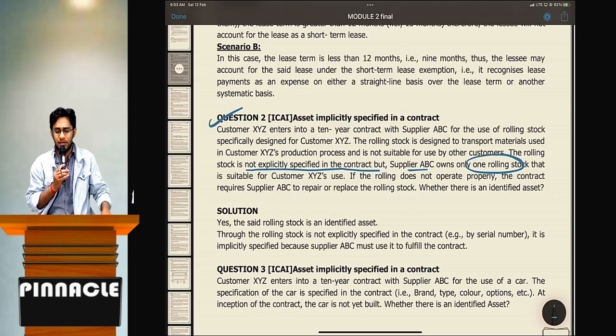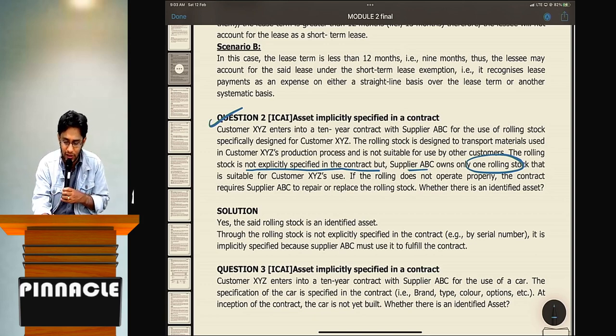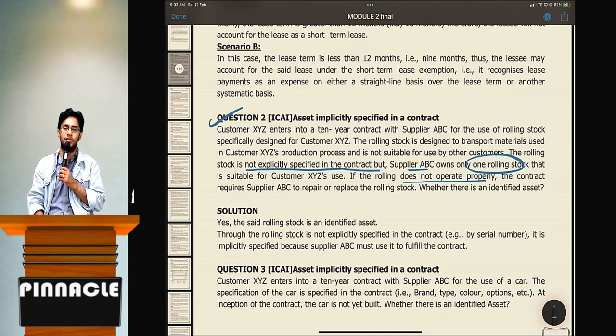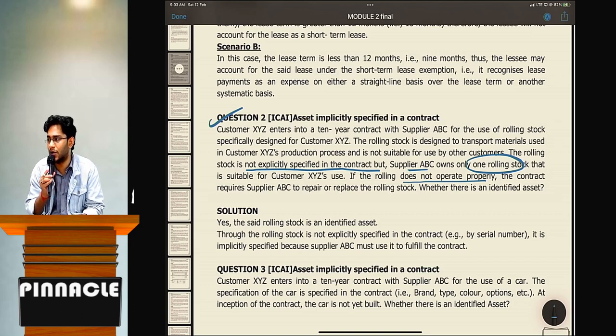Second point is, supplier has an obligation to substitute the asset when it does not operate properly. Not whenever you want. Whenever supplier wants, he cannot replace. He has to replace when it does not operate properly. That means substitution right is there, but he does not have that right throughout the period of the usage. So substitution right is not substantive. So identified asset is there or not there? There.